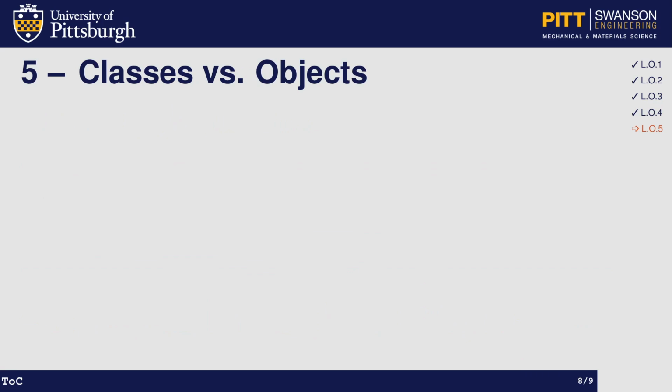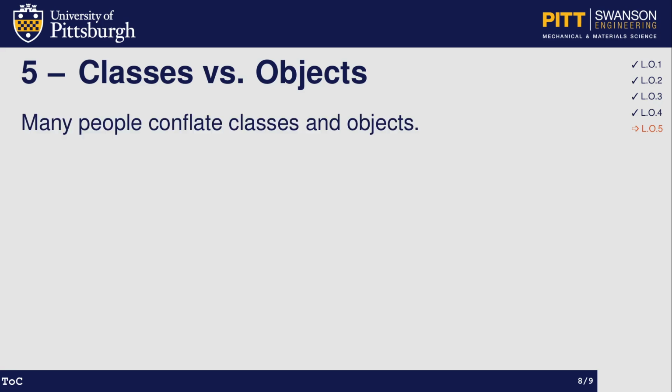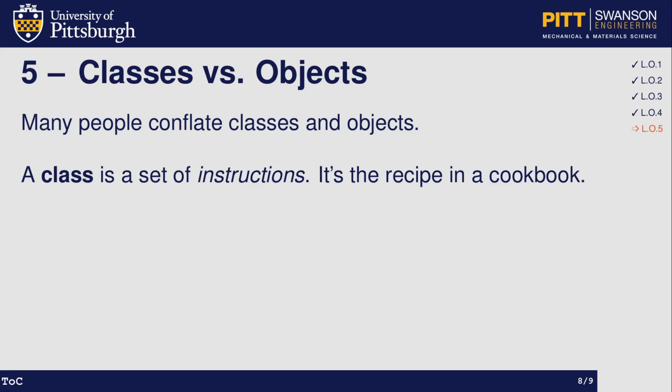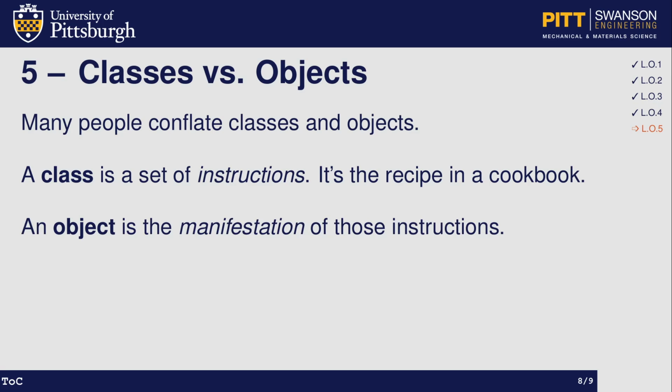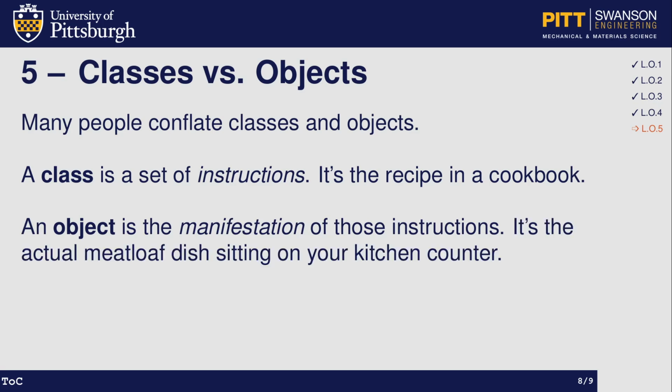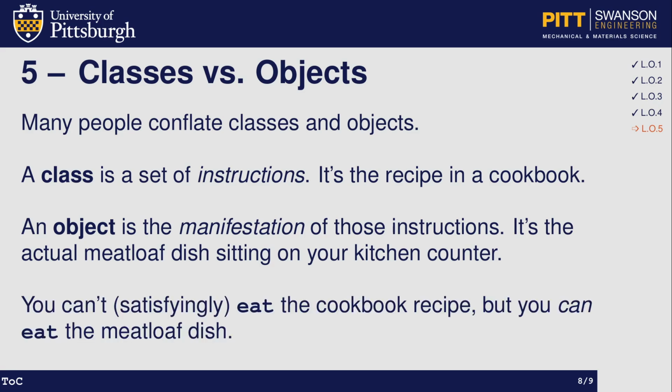To close this lecture out, let's quickly discuss the difference between classes and objects, because many people conflate the two with each other. A class is a set of instructions. It's the recipe inside of the cookbook. An object is the manifestation of those instructions. It's the actual meatloaf dish on the kitchen counter. You can't eat the cookbook recipe, but you can eat the meatloaf dish. The properties of meatloaf are defined by the recipe, but you can't actually do anything to it until you make the real thing.